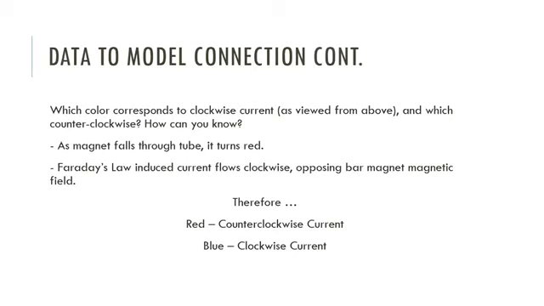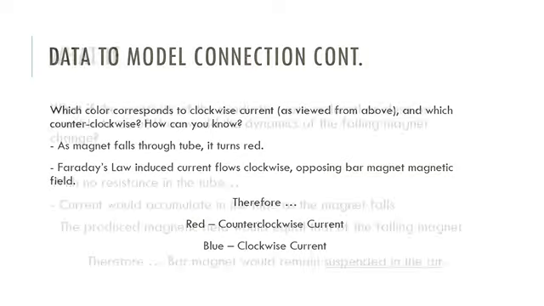Furthermore, when asked which color corresponds to clockwise current and counterclockwise current when the magnet falls through the tube, it is easy to tell. As the magnet falls through the tube, it turns red. Faraday's law says induced current flows opposite the increasing changing flux, which is directed downward. So, the induced current flows counterclockwise, meaning that red stands for counterclockwise current and blue stands for clockwise current.